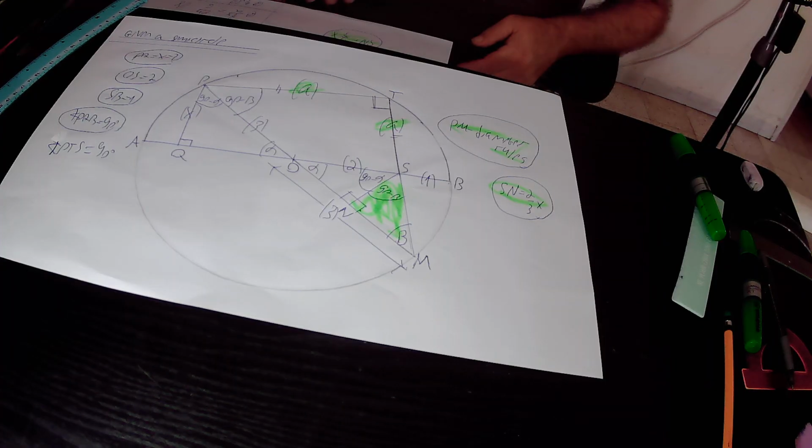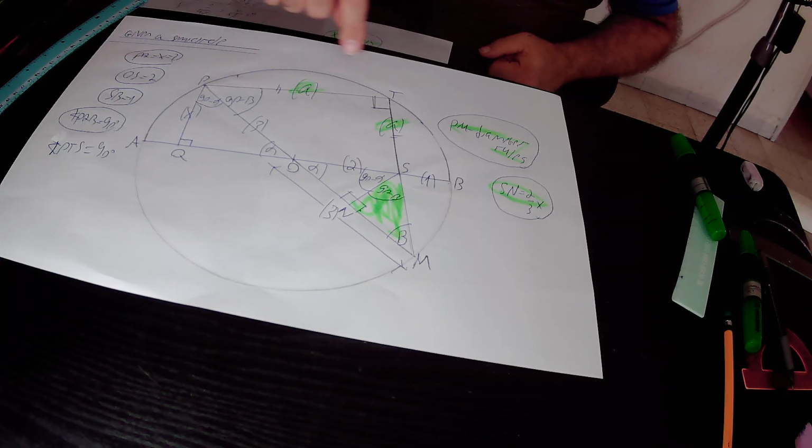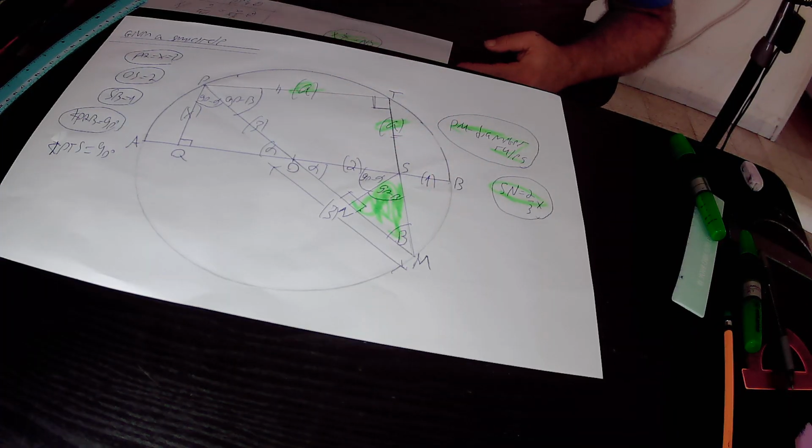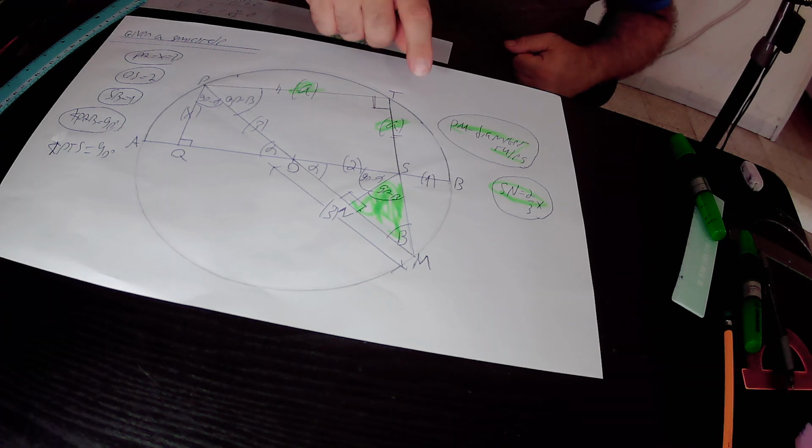By doing all those constructions, we get peripheral angle PTM. This is peripheral angle PTM, that is equal to 90 degrees in size. And peripheral angle PTM subtends on chord PM.